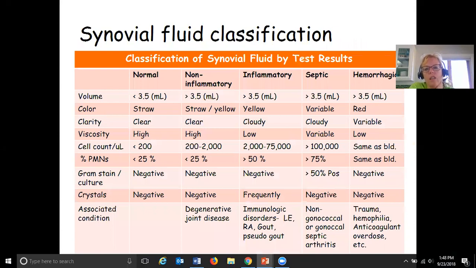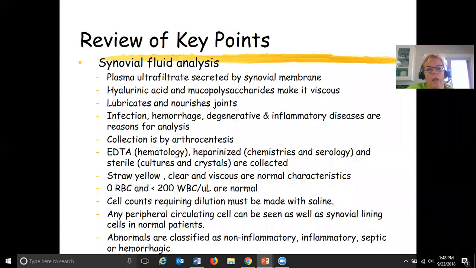That can be included in the inflammatory. Some people pull that out into its own category. So again, review of the key points. Synovial fluid is a plasma ultrafiltrate secreted by the synovial membrane. It's more viscous. Its purpose is to lubricate and nourish joints. It can be analyzed for a multitude of reasons: infection, hemorrhage, degenerative, inflammatory diseases. We do it by arthrocentesis.